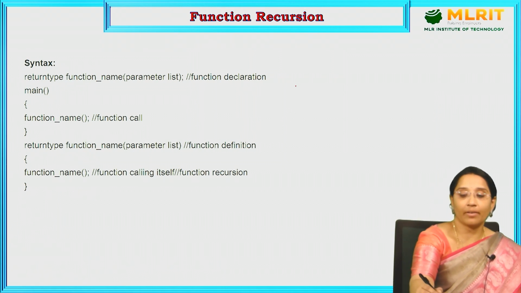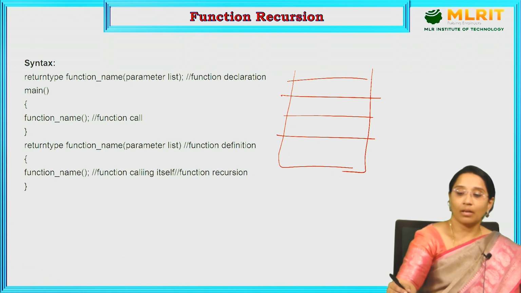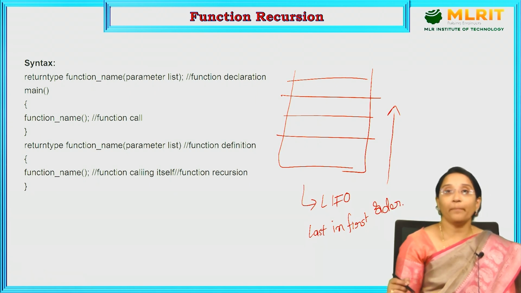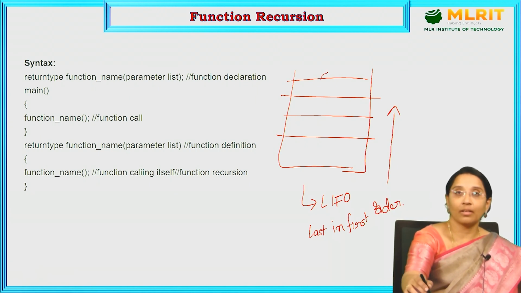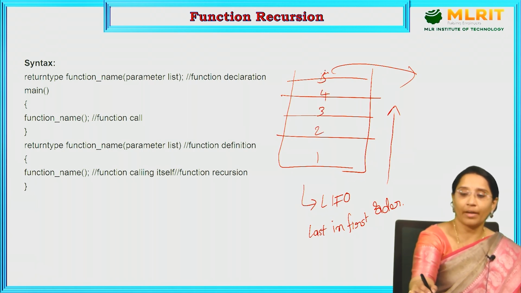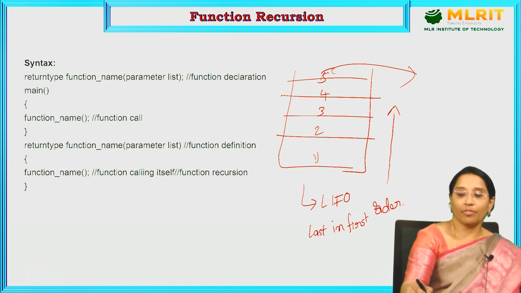And how will a stack be? This is your stack, and stack always grows in this direction. Stack follows last in first out, meaning the elements that are placed on the top of the stack are the first ones to be retrieved. Suppose I am placing 1, 2, 3, 4, 5. Element 5 is the last data value that I have placed on the stack, but it is the first one to be retrieved from the stack. If I want to access this one, I have to remove all the elements on the stack.